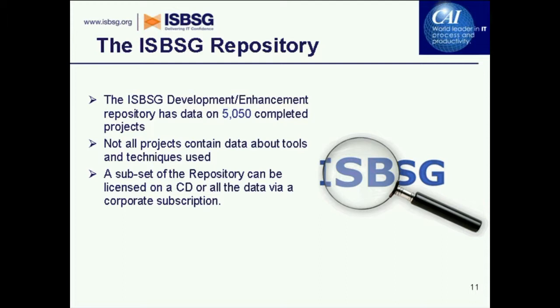Let's have a look at the repository itself so you know where the data has come from. In our development and enhancement repository, we have history data on over 5,000 completed projects. Not all the projects contain data about tools and techniques, unfortunately. We'd love everybody to give us all the data that we're looking for, but that doesn't happen. So a subset of the data has been extracted for this presentation, which is the projects that have told us about the tools and techniques that they use.